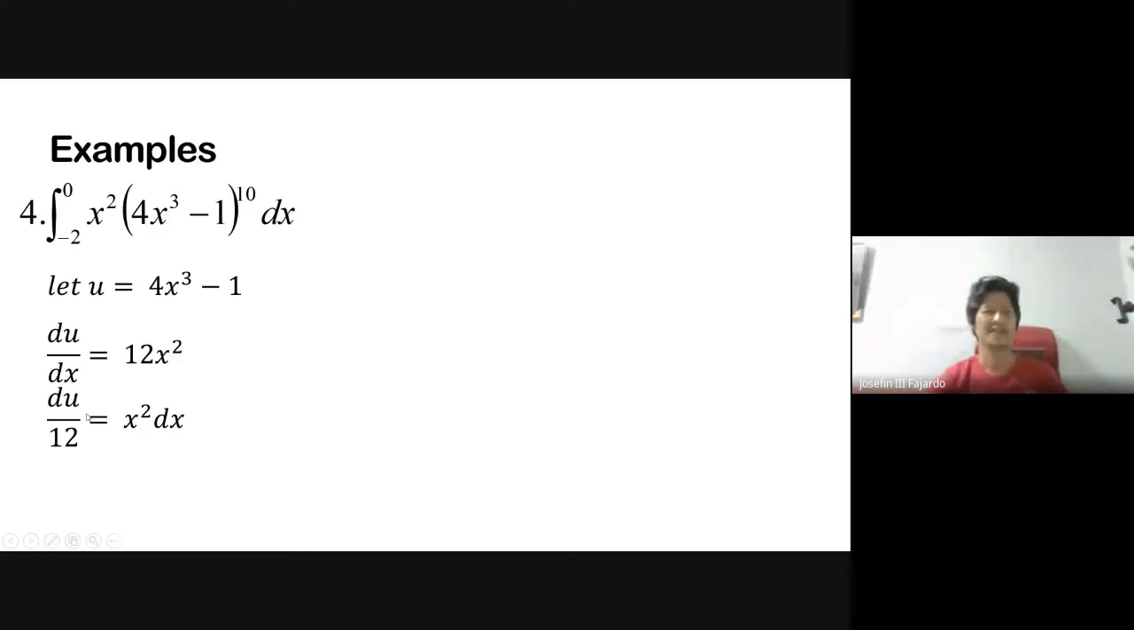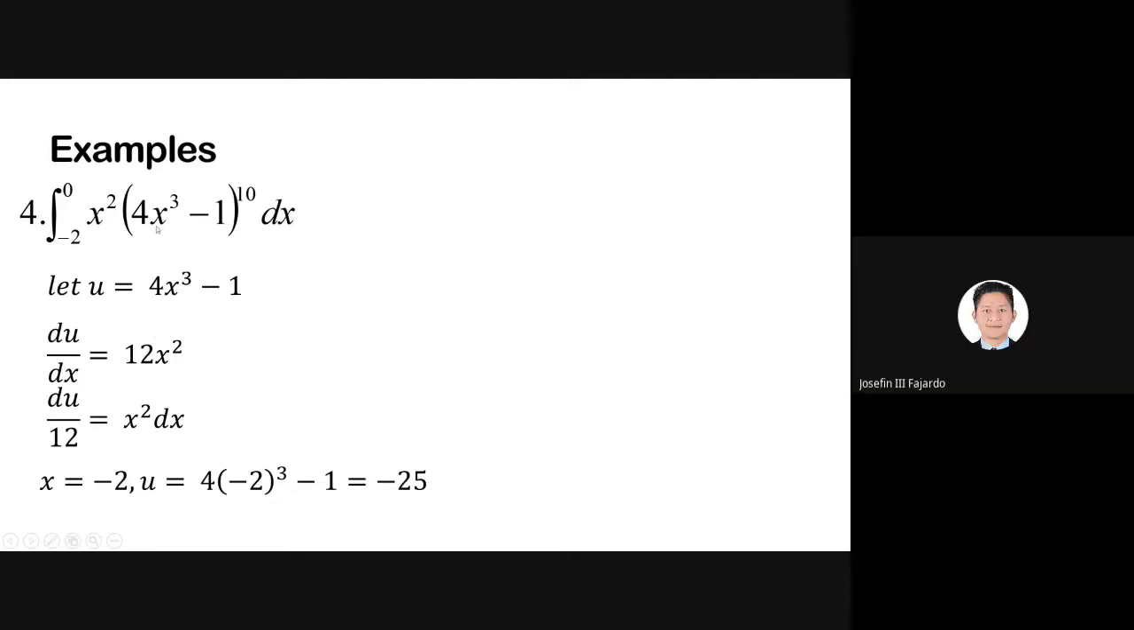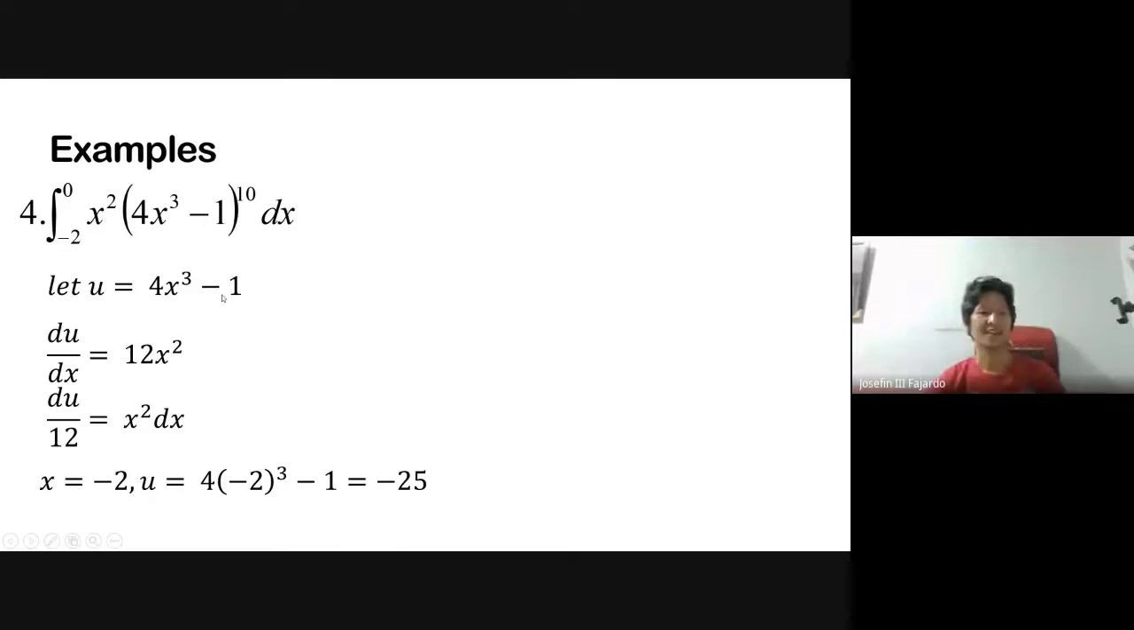Okay. Now, same thing, we have to replace our lower and upper bounds. So, ang mangyayari, when x is negative 2, and then when x is 0, we solve for u. Simulan natin sa 0. Negative 2 pala. So, when x is negative 2, substitute natin dito sa transformation natin 4x cubed minus 1. It will turn out to be negative 25, and then when x is 0, that will turn out to be negative 1.